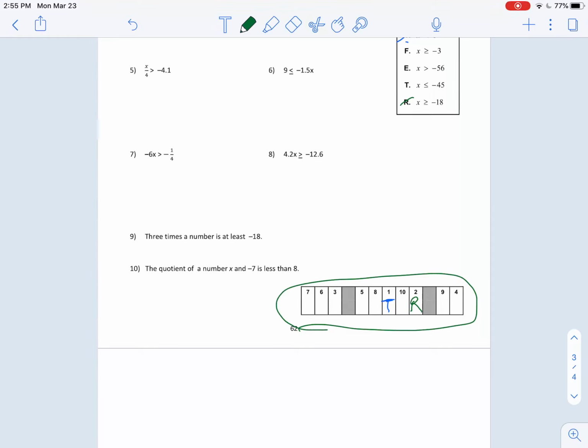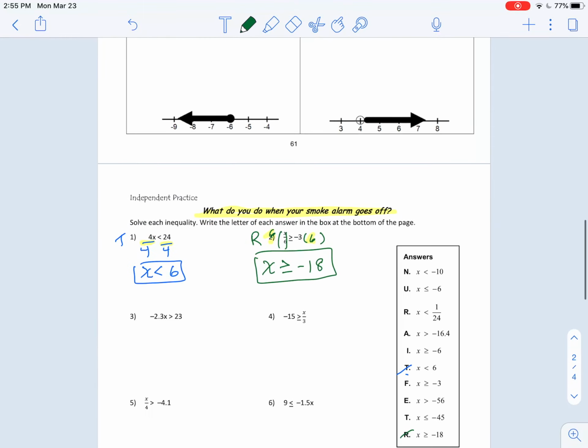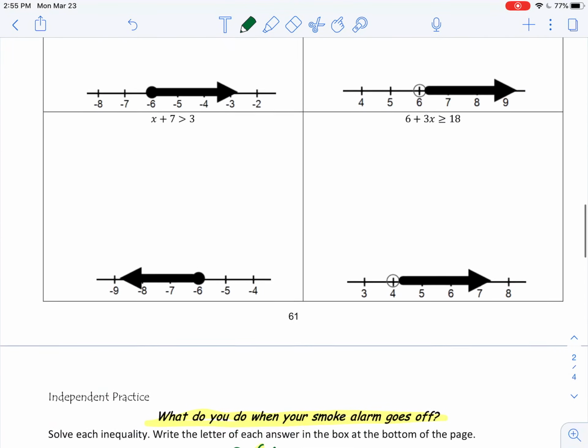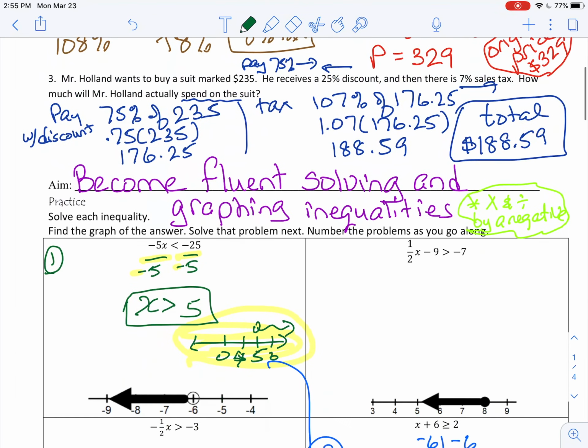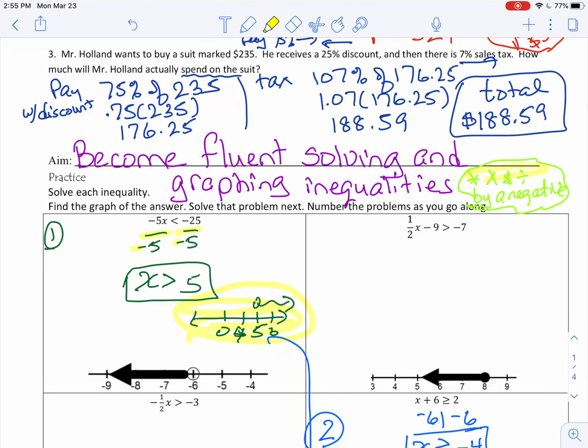After you fill in your puzzle right down here, you're going to figure out what you do when your smoke alarm goes off. All right, so work carefully. Pay very, very close attention to when you're multiplying or dividing by a negative number. If you multiply or divide by a negative number, you change the direction of the inequality sign. Otherwise, the inequality sign stays exactly the way that it is. Practice graphing, practice solving. All right, work hard, pay attention, focus, do the best.